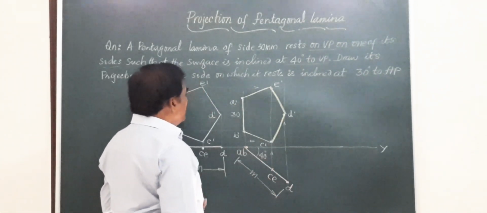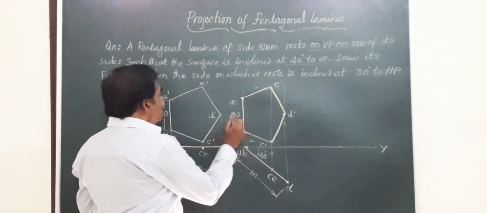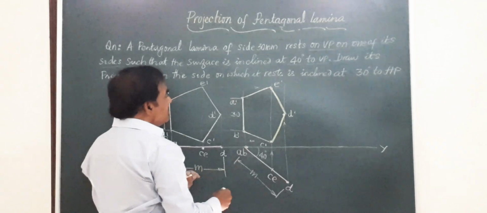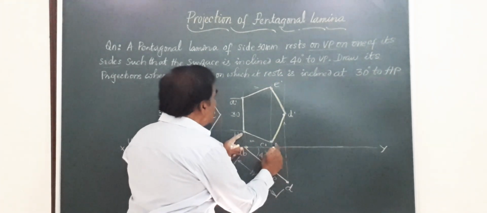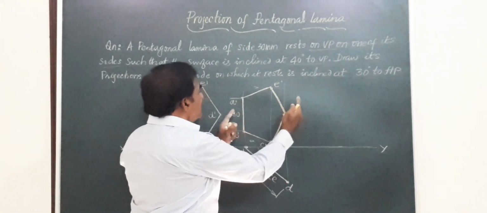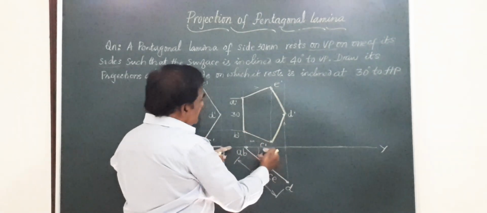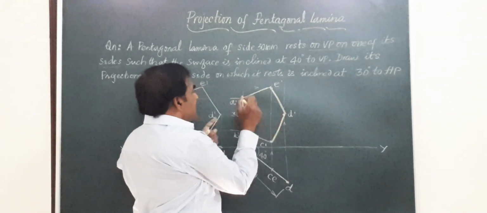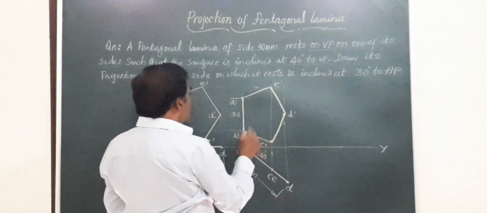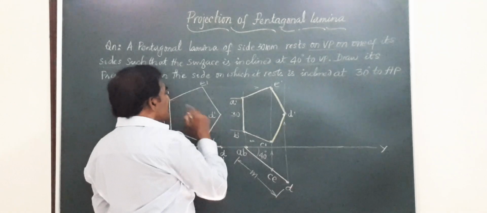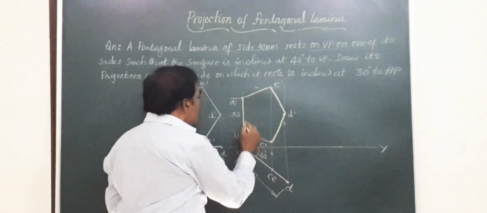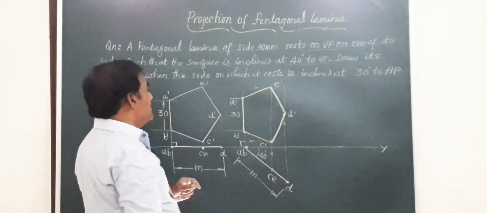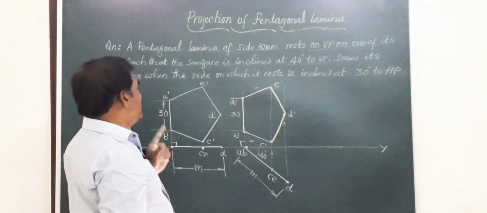Friends, here you can observe that the side AB which is on VP will have the same dimension, whereas this side BC and this EE will have the dimensions reduced. That depends on the inclination. More the surface is inclined to VP, lesser will be this width. And friends, in this you can observe here the lamina is resting on AB on VP, but that AB is again perpendicular to HP. So AB is perpendicular to HP.